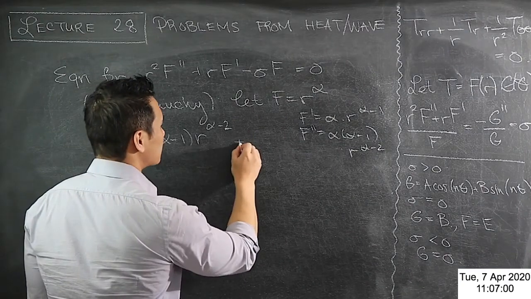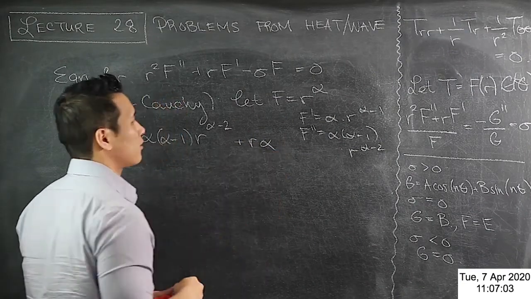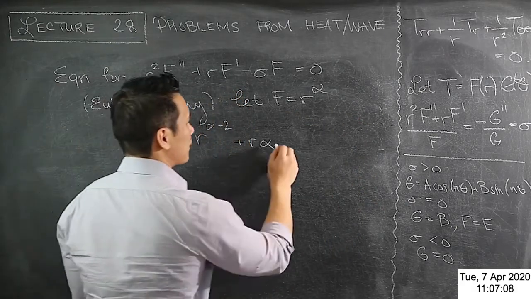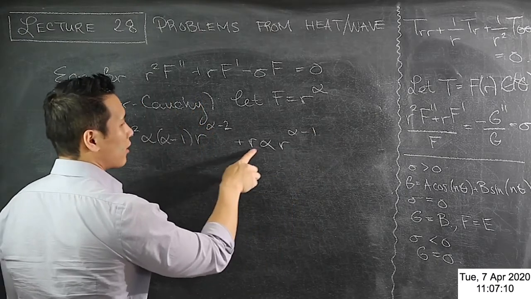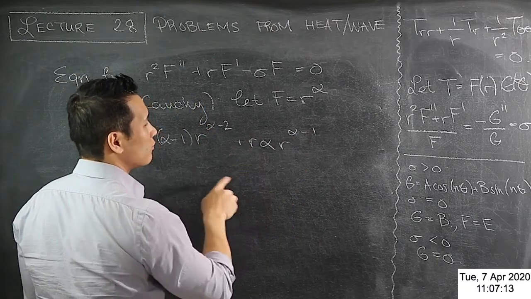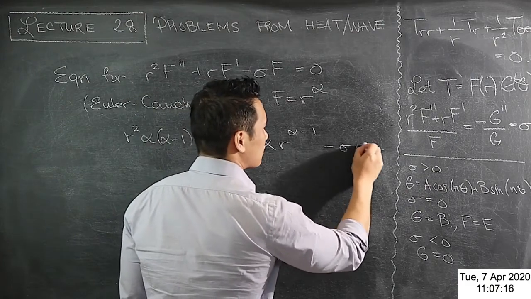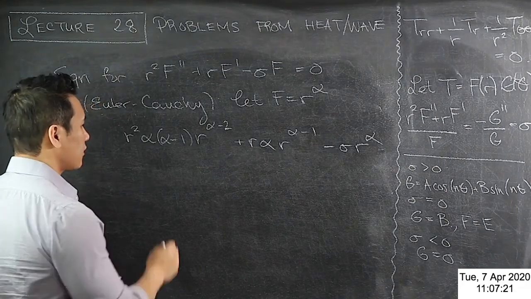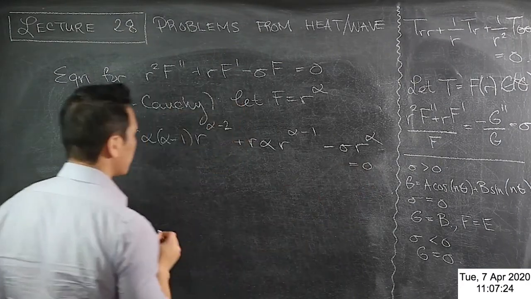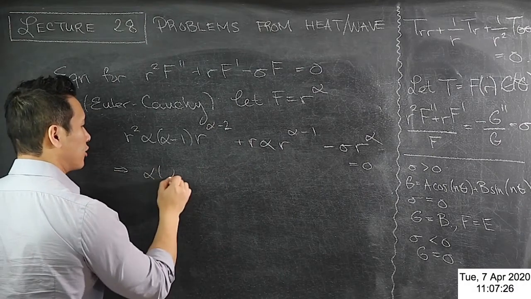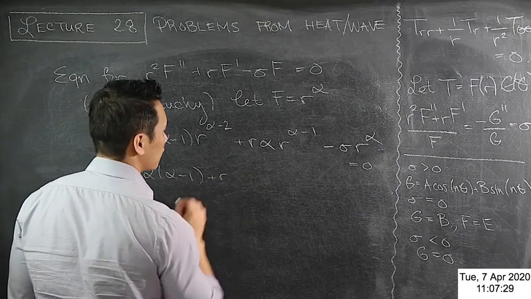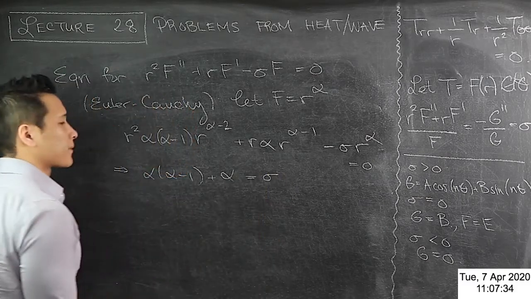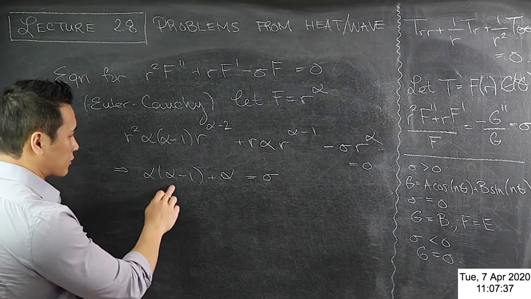And then you do the next term. This is r times alpha times r to the alpha minus 1. Again, r is 1 plus alpha minus 1, which is alpha, minus sigma times r to the alpha is equal to 0, and then you cancel the r to the alphas, and you're left with a polynomial equation to solve. Like so. Okay, so this is alpha squared minus alpha plus alpha.